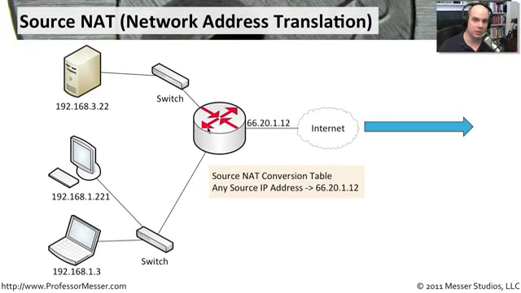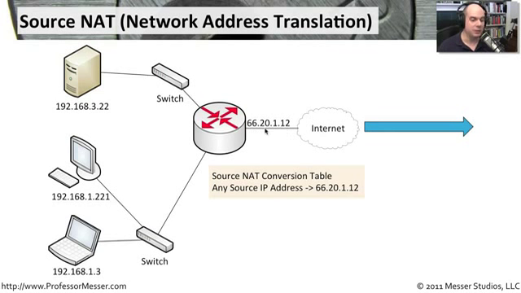They'll send the request to Google, but before it leaves your facility, usually a router or in most cases a firewall is going to be doing a network address translation. This is a source network address translation because it's changing the source IP address that's being transmitted out to the internet. So it's taking and saying, you're no longer 192.168.3.22. To the rest of the internet, you're going to look as if you are 66.20.1.12.